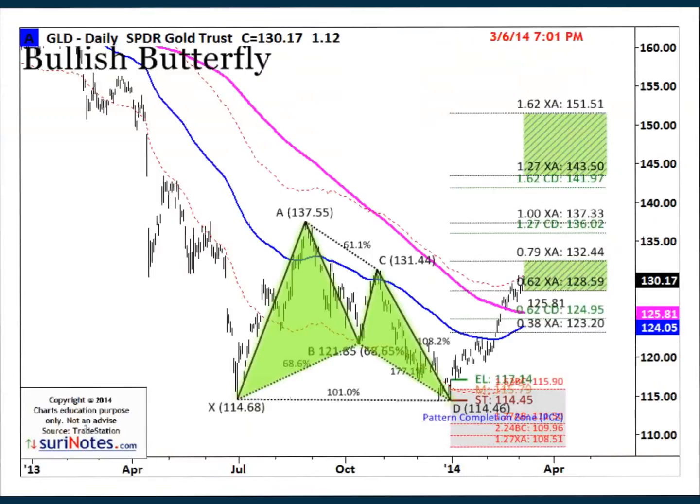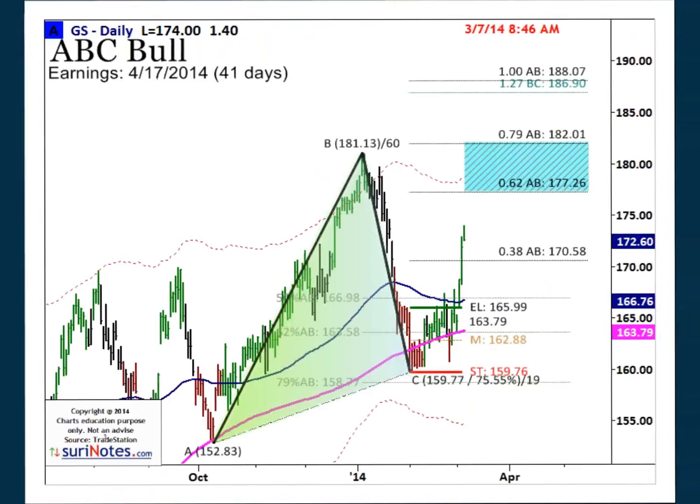So the size is very important when you're trading chart patterns. And then this is another one, which is Goldman Sachs.